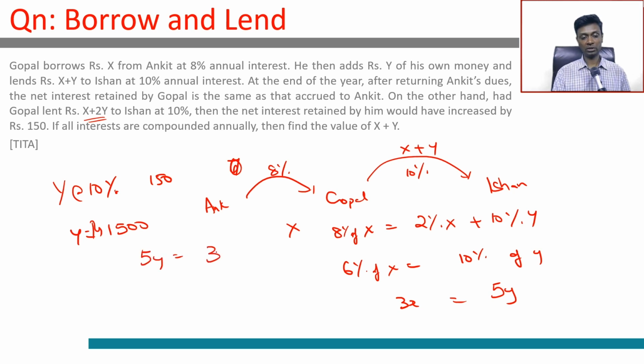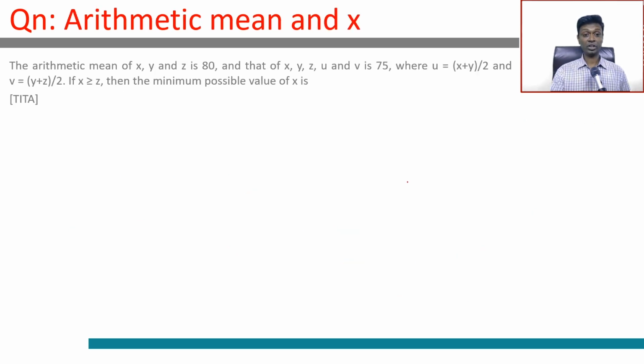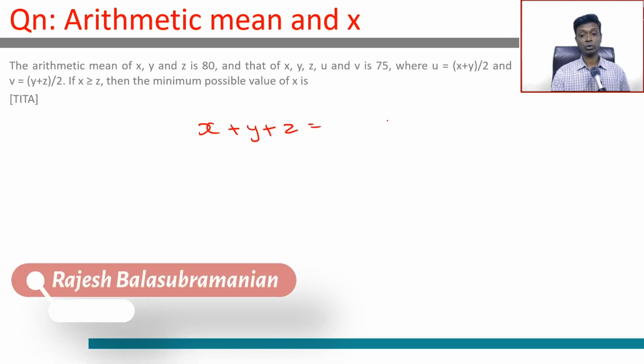5Y equals 3X. 5 into 1500 is 3 into X. X is 5 into 500, 2500. Find the value of X plus Y, that is 2500 rupees plus 1500 rupees, which is 4000. The arithmetic mean of X, Y and Z is 80, or X plus Y plus Z is 240.